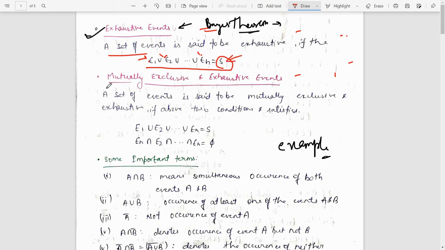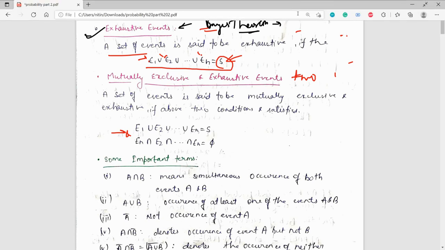There is something called mutually exclusive and exhaustive. Mutually exclusive and exhaustive has two conditions to satisfy. Again, let's say you have n events E1 to En. The first condition is similar to the last one: take the union of all those events, and you get your original set S. Both conditions should be true simultaneously. The second condition is that when you take the intersection of all those events, you get a null set, meaning none of the elements are common to all of them together.